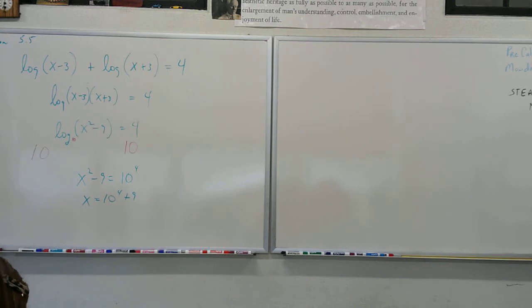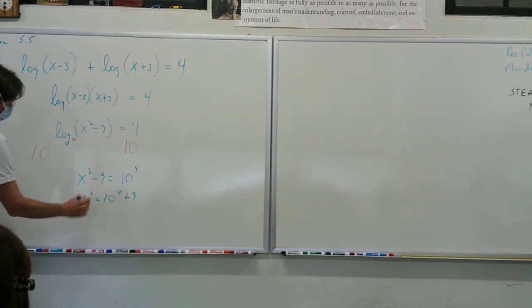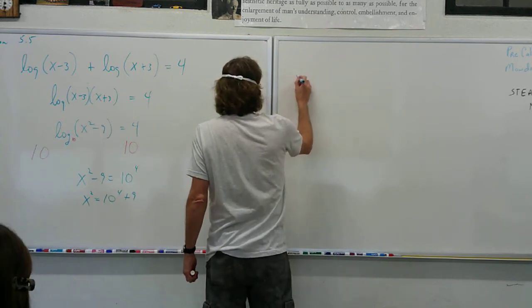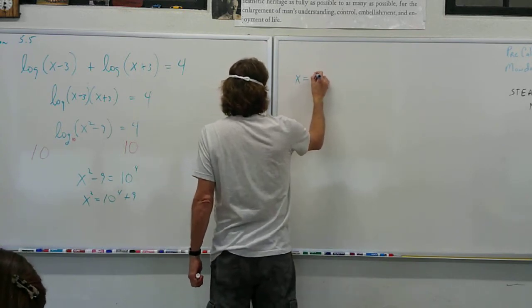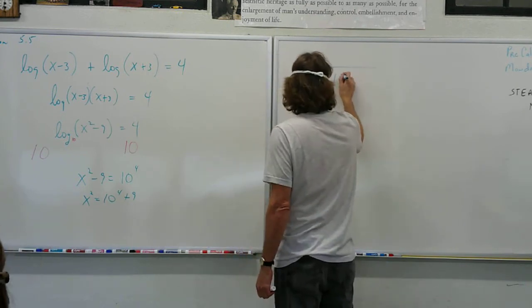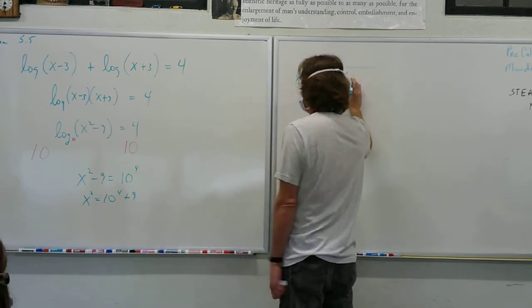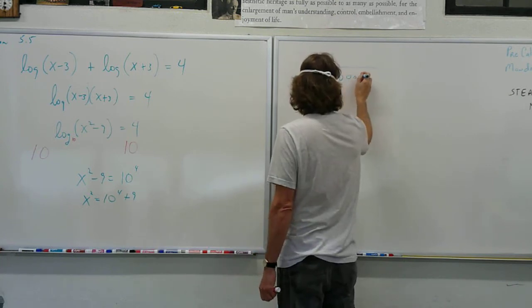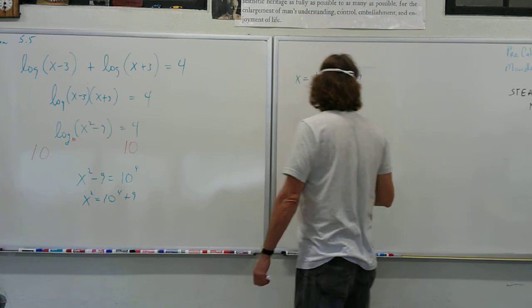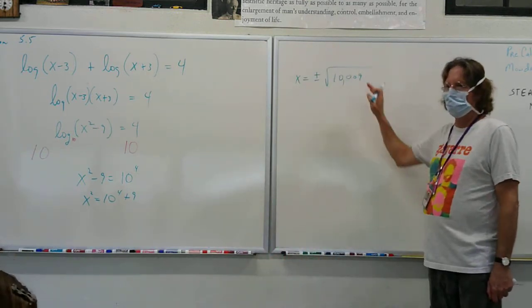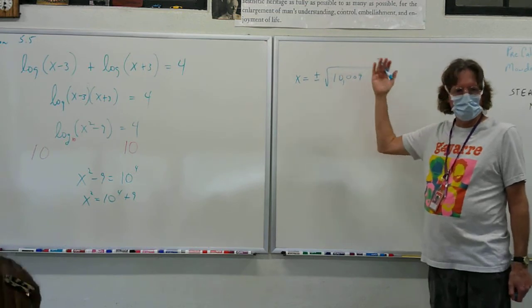X squared equals that, Mr. Evans. So x is going to equal the positive or the negative square root of 10,000. Okay, 10 to the second is 100, 10 to the third is 1,000, 10 to the fourth is 10,000. Okay, there you go. Now, it could be what? Positive or negative.